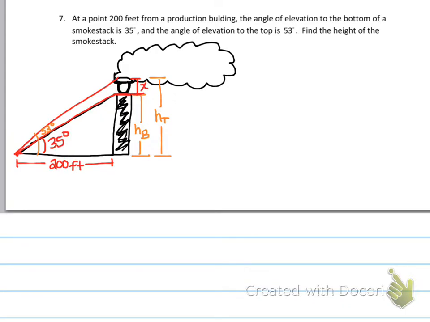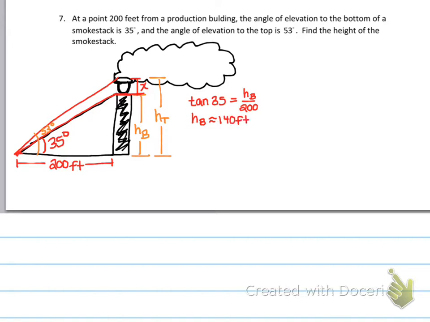So we don't have the opposite, but we have adjacent. Again, this is tangent. So we have tangent of 35 degrees equals height of the building over that 200 feet that we're away from it. Again, multiply both sides by 200. Make sure you're in degree mode. And then the height of the building is about 140 feet.